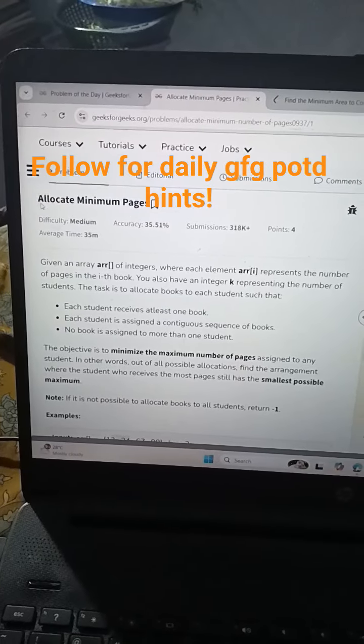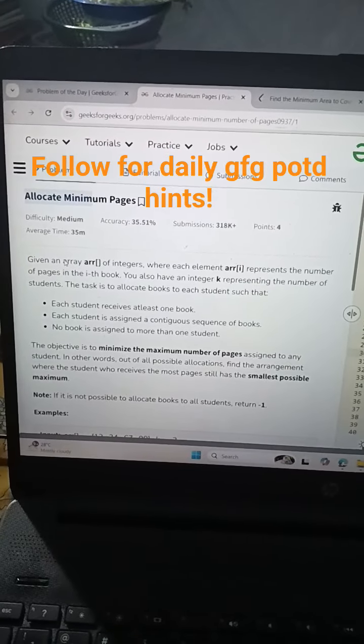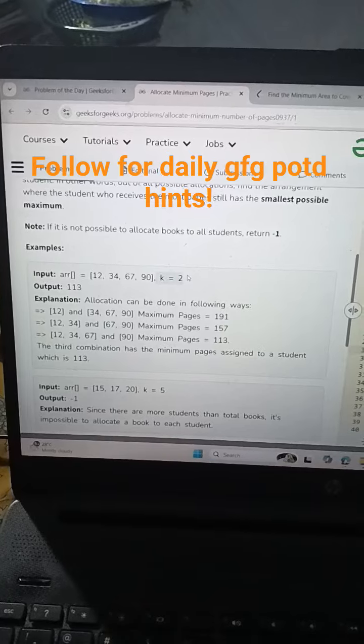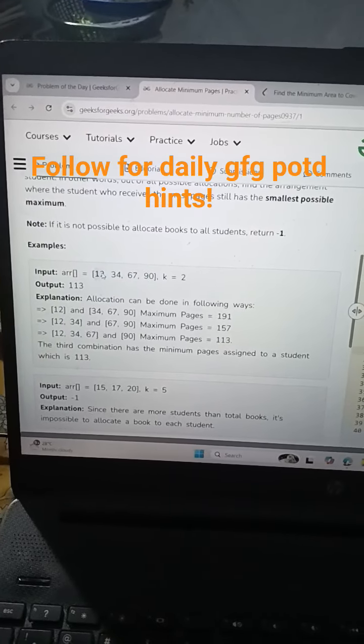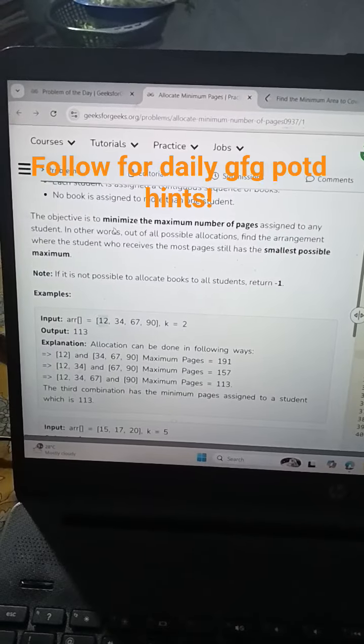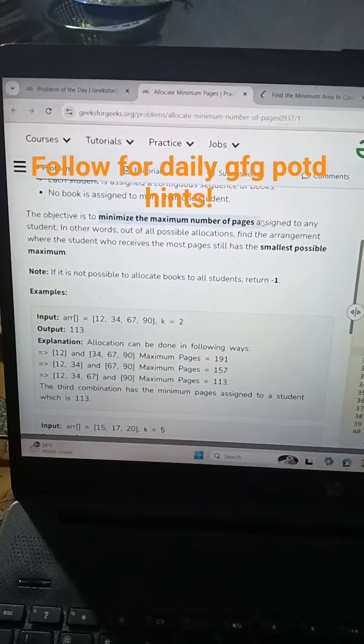So let's see today's GFG problem of the day. The question says that you will be given an array and an integer k. K is basically the number of students. You have to allocate these books to the students, and each book contains some pages that is written in this integer form. The objective is to minimize the maximum number of pages assigned to any student.